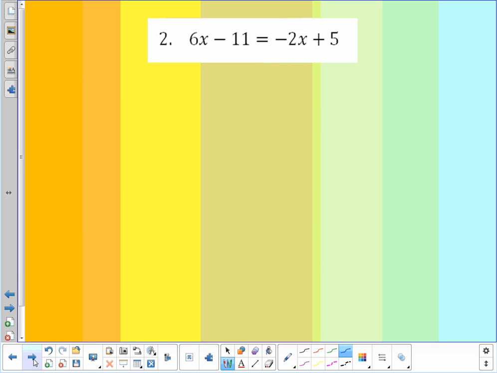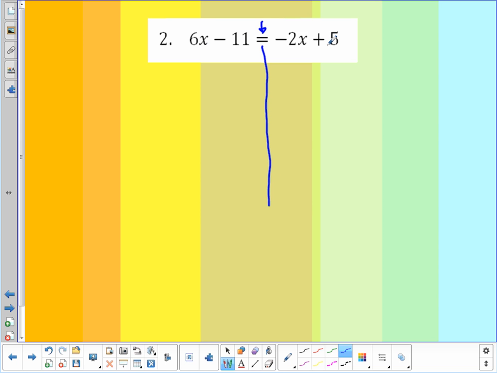Let's try number 2. In number 2, I have 6x minus 11 is equal to negative 6x plus 5. So again, your equal sign is kind of the breaking point, the separation between the left-hand side and the right-hand side of the equation. If it helps you, you can go ahead and draw a line down from that equal sign so that you recognize what's on the left and what's on the right.